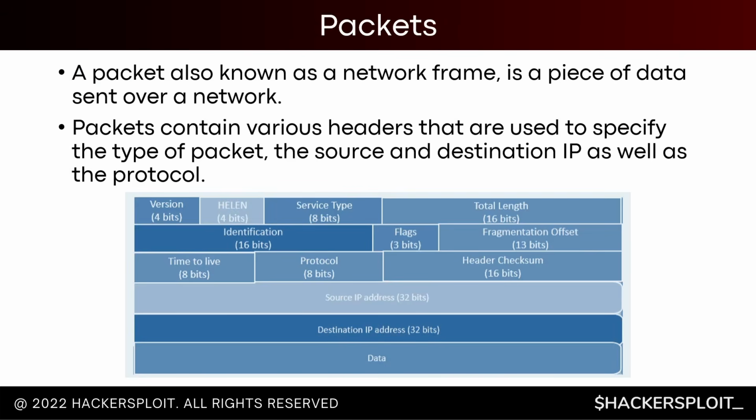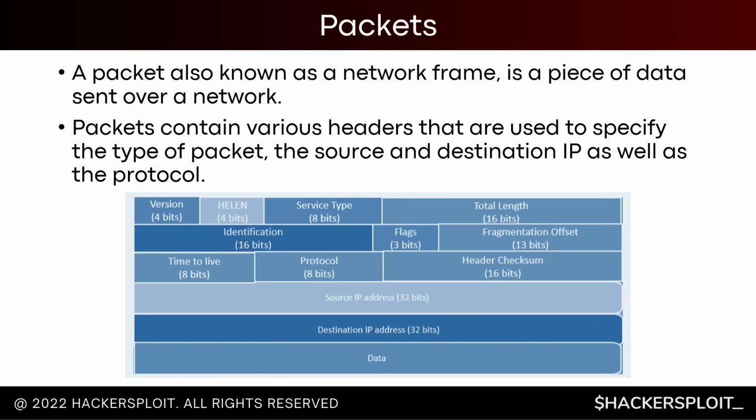All right, so I spoke briefly about packets because that's what Wireshark captures. So what's a packet? Also known as an IP packet, that's what I'm referring to. A packet is also known as a network frame. It is a piece of data sent over a network. So what does a packet contain? Well, a packet contains data. However, what we're really going to be focused on are the various headers and fields that are used to specify what type of packet it is, the source and destination IP address, as well as the protocol.